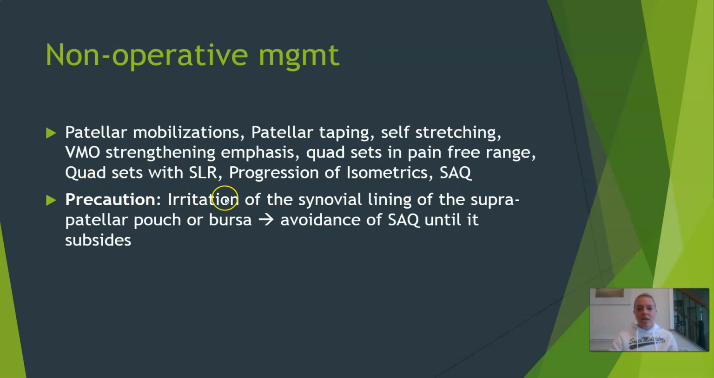VMO strengthening: quad sets, straight leg raise, isometrics, short arc quads, anything to really strengthen the quads, which will also strengthen the VMO. We want to not irritate the synovial lining of the suprapatellar pouch or the bursa, so we want to avoid short arc quads, again, because of the angle that it puts the knee in and the compressive forces of the patella against the femoral condyles there.